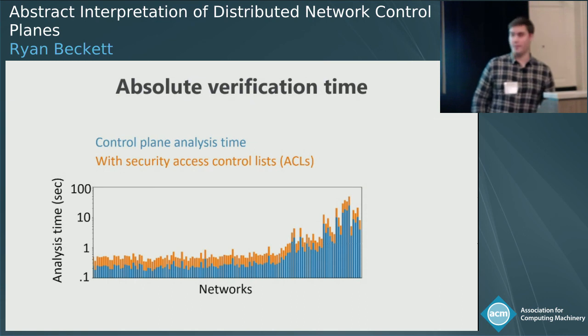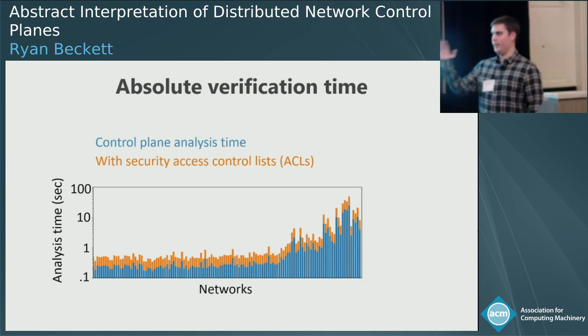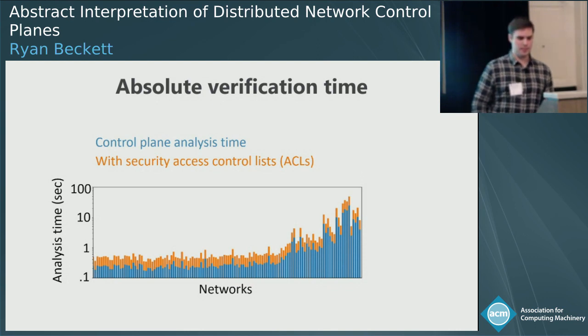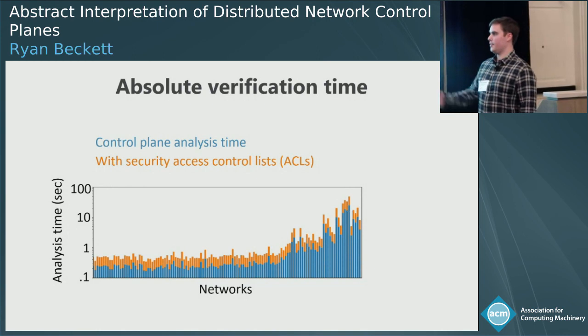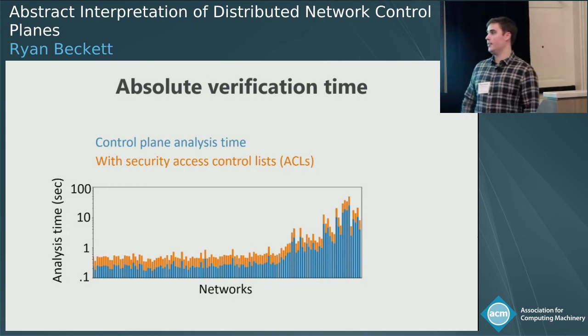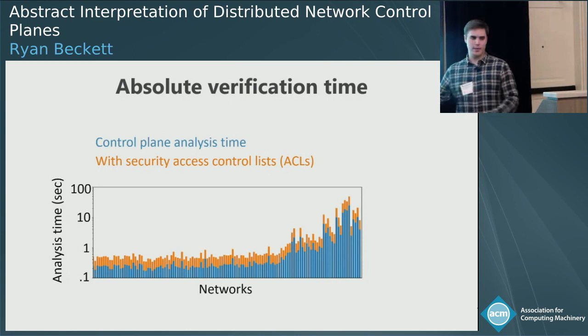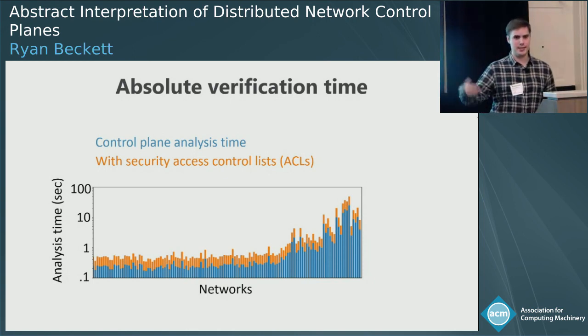In terms of absolute verification time, this is showing the network sorted by size and the time it takes to analyze them for all asynchronous schedules using this abstract simulation. You can see that basically for all of the networks, it took under 2 minutes. And the orange bar here is just showing the additional verification time with a particular feature used to filter packets in the actual hardware.